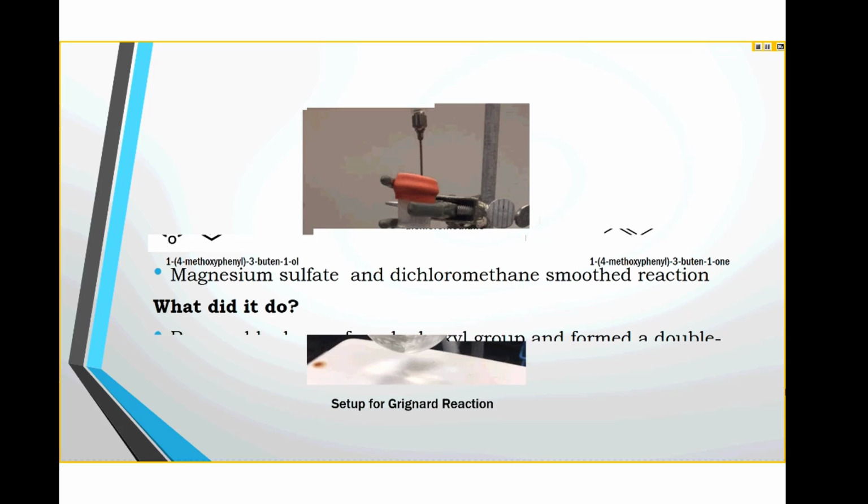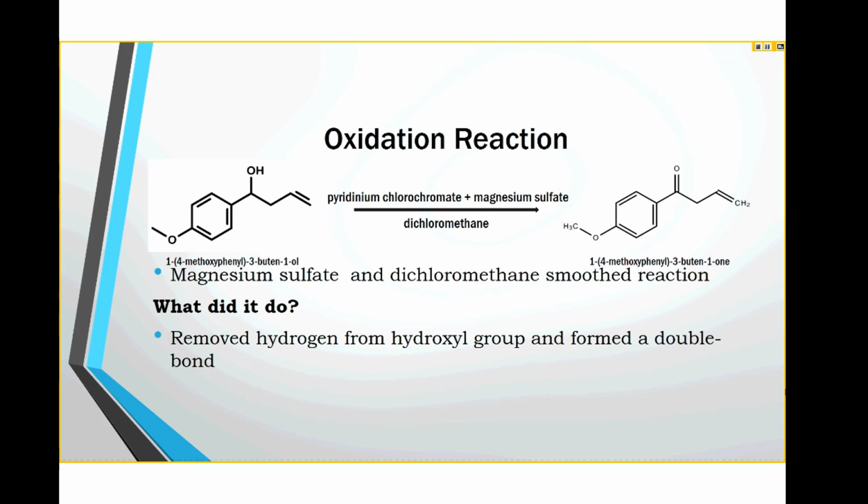So here we have the oxidation reaction, which was the next step. And so what we did is we took the alcohol that we just created, and we added pyridinium chlorochromate and magnesium sulfate in dichloromethane. And what happened was we did the reaction, and the magnesium sulfate was used to smooth out the reaction, and the dichloromethane kind of acted as a solvent.